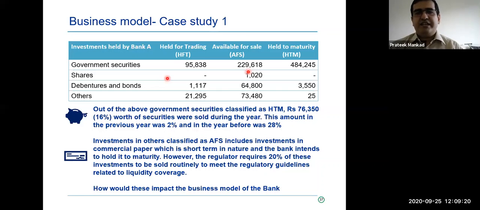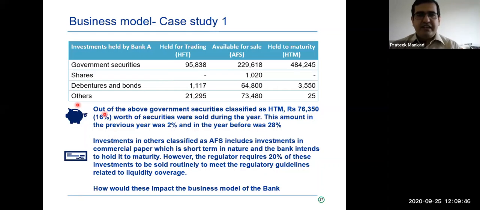The last one is held to maturity, where the bank says basically, look boss, I will give this loan, invest this in this GSEC, till its maturity, I will keep it with me. No sale. This is more similar to the amortized cost business model, where basically you are telling, I will hold it to maturity. That's the logical assessment. Let's look at more facts about this situation.